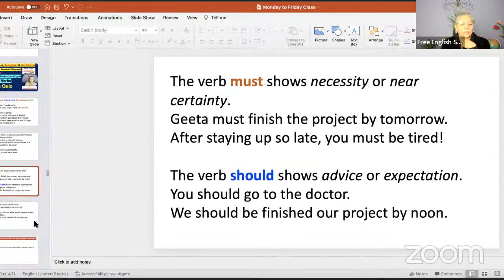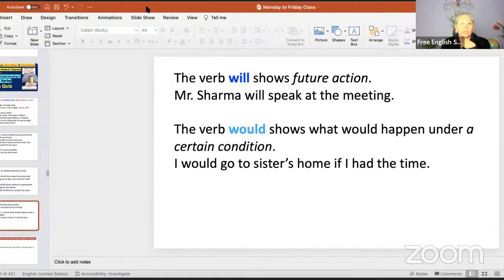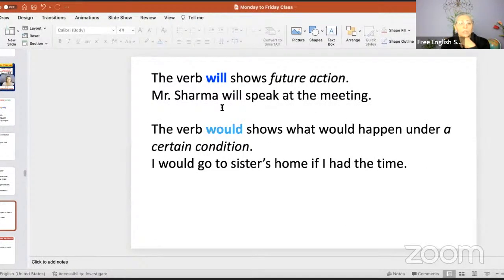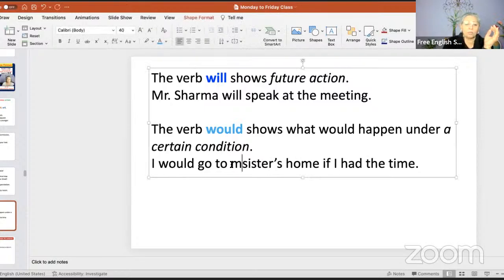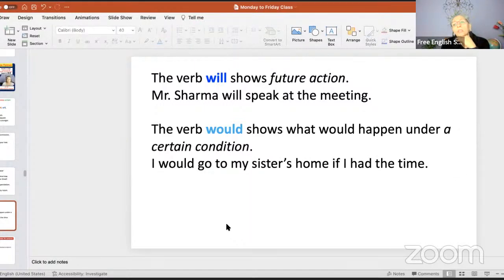Okay. The next one, will. The verb will shows future action. Mr. Sharma will speak at the meeting, right? In future. The verb would shows what would happen under a certain condition. I would go to my sister's home if I had the time.